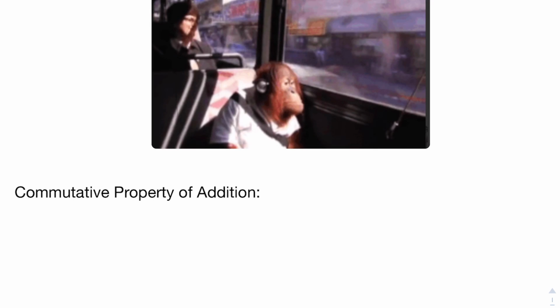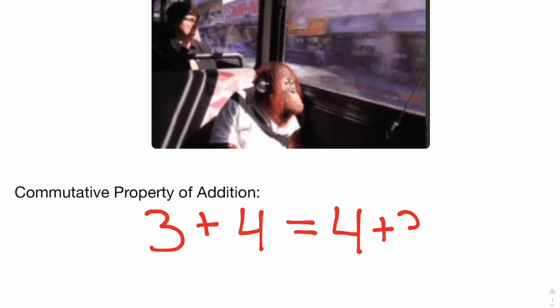So when we're talking about the commutative property, we're talking about 3 plus 4. Now, when we're talking about commutative, we're talking about switching it the other way around. So instead of saying 3 plus 4, we're going to say 4 plus 3.